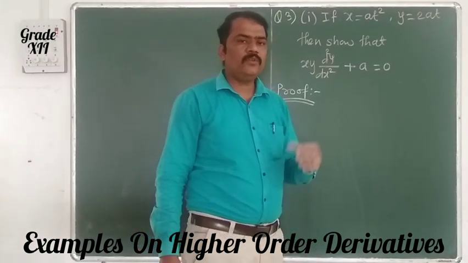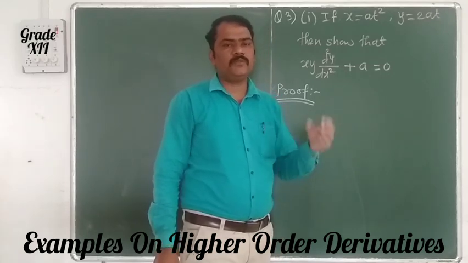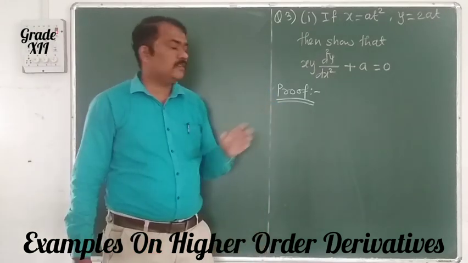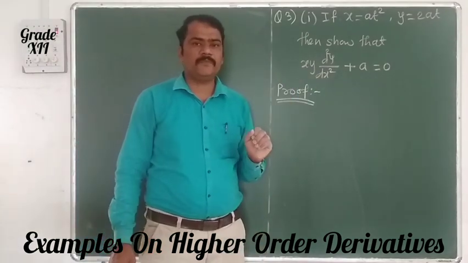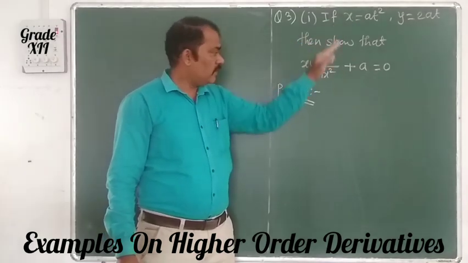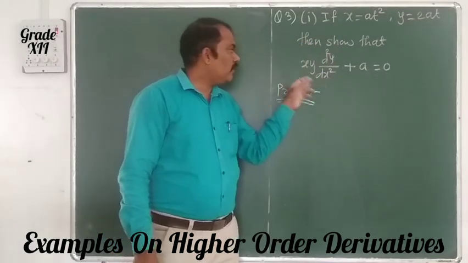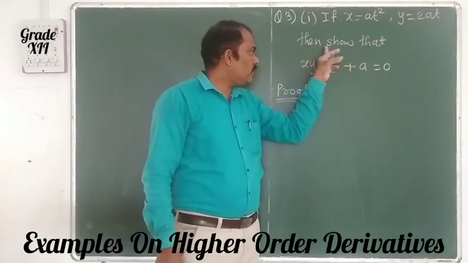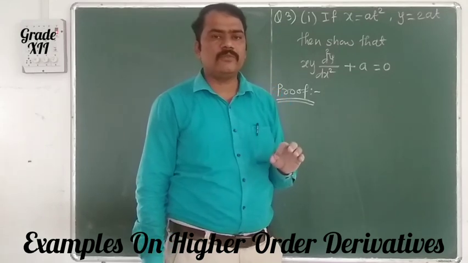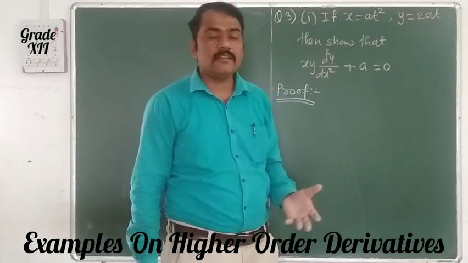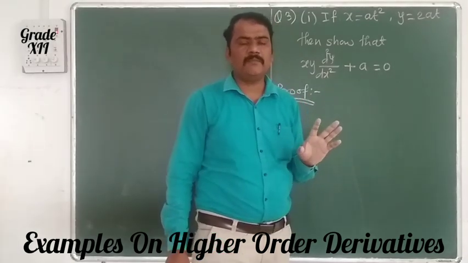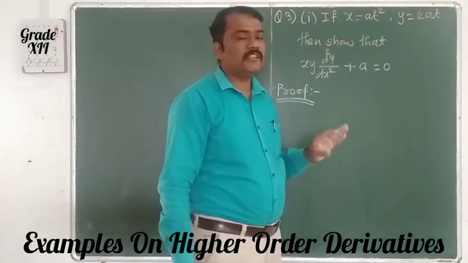In this question, we have to prove the given equation from the given x and y. So we have to keep our eyes on both: what is given and what we have to prove. We need d2y by dx square, so first of all we have to find d2y by dx square, and from that, with some adjustment, we get this. These are simple examples, and these examples give full marks.